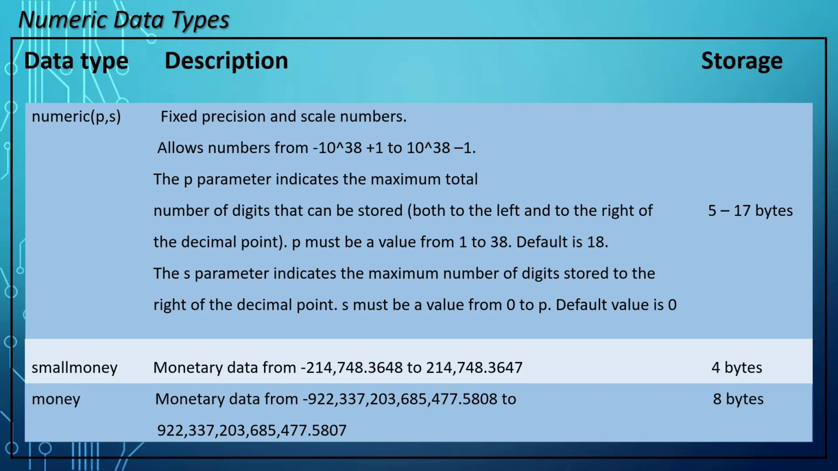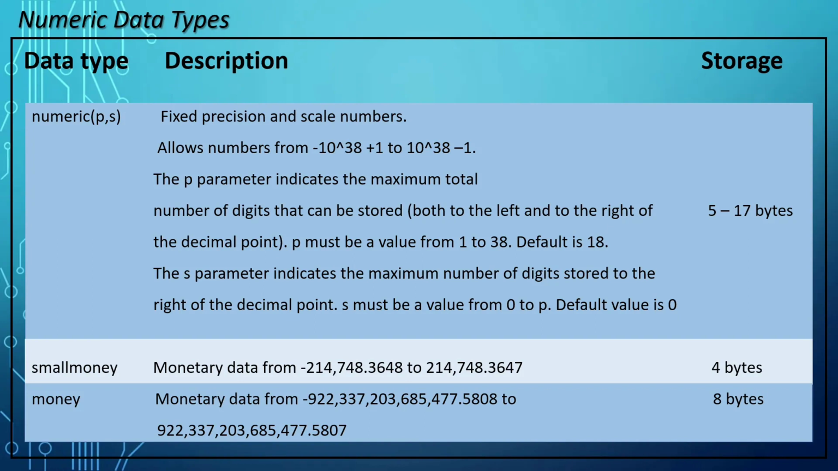P must be a value from 1 to 38. Default is 18. The S parameter indicates the maximum number of digits stored to the right of the decimal point. S must be a value from 0 to P. Default value is 0, and it has a storage ranging from 5 to 17 bytes.